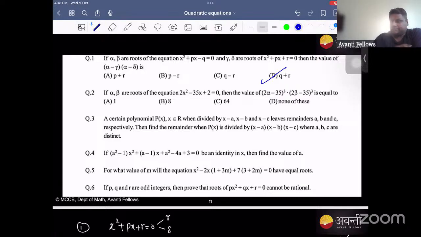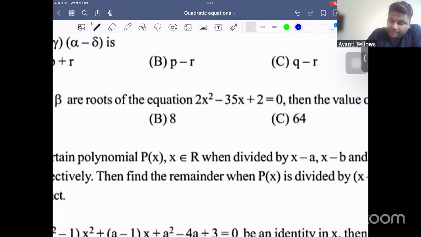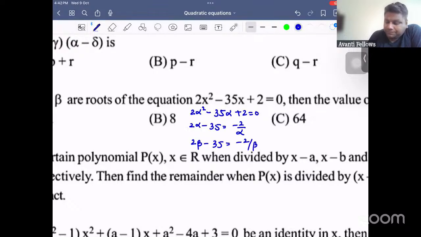Now see. The second question is: alpha, beta are the roots of this equation. Find the value of (2 alpha minus 35) whole cube, (2 beta minus 35) whole cube. See, if alpha is a root of this equation, that means 2 alpha square minus 35 alpha plus 2 equals to 0. That means 2 alpha minus 35 is minus 2 by alpha. Similarly, 2 beta minus 35 is minus 2 upon beta.